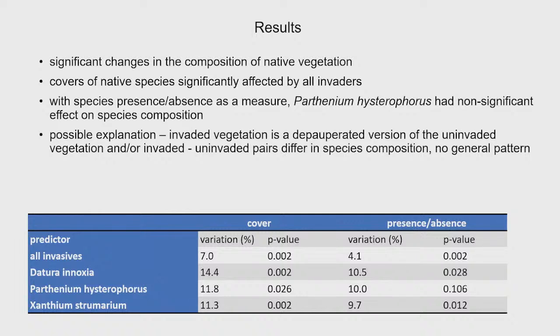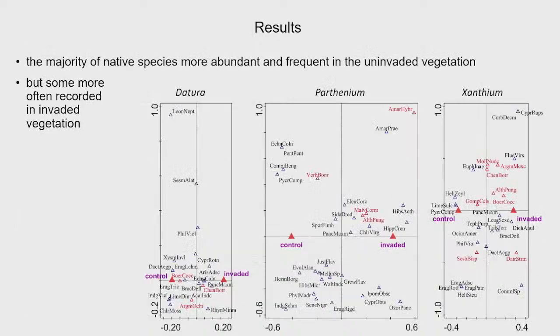And we think that it's because Parthenium occurred in many different, more variable habitat types, and that's why the species composition was more variable, and that's why probably we haven't found any general trend for this.